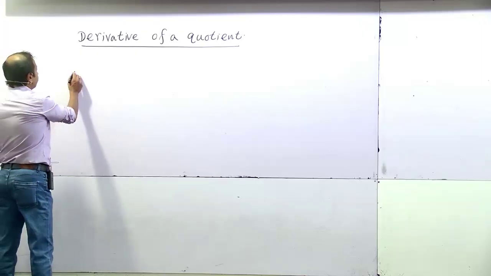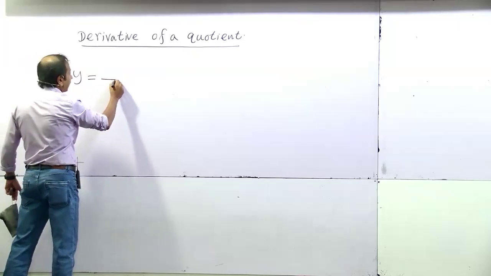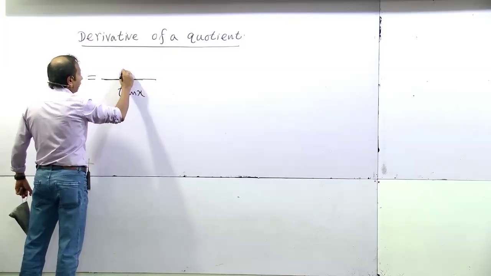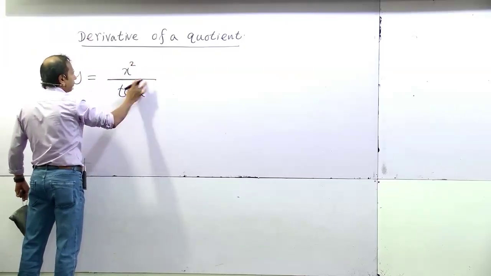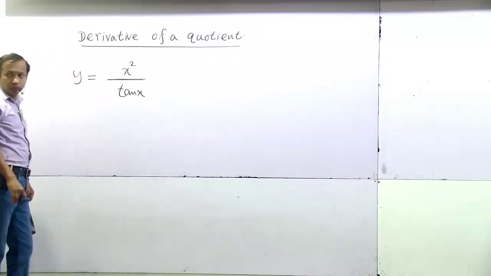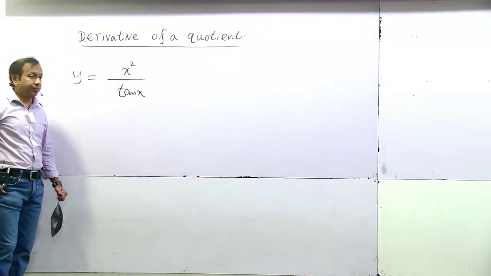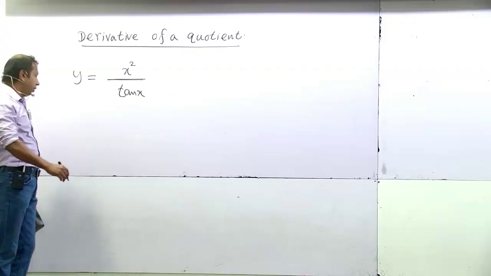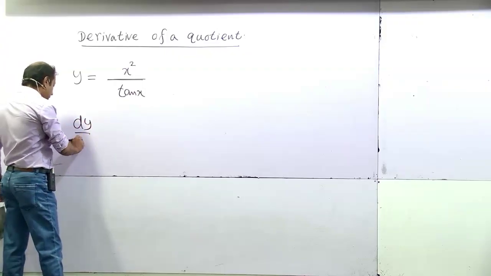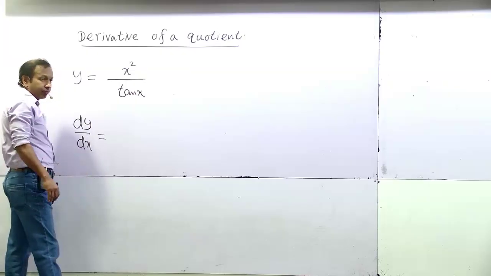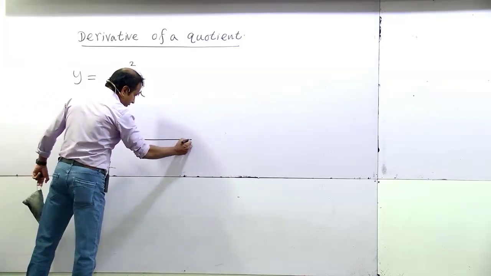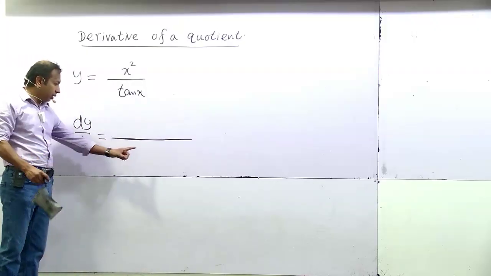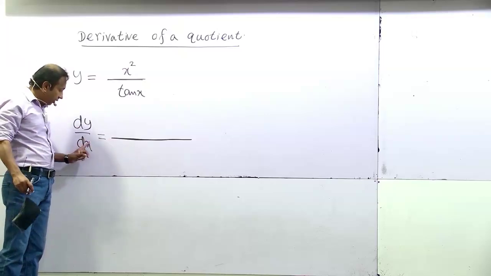Now, I take this as a fraction, with tan x in the denominator and x squared in the numerator. Let us see how to differentiate this fraction. Quotient means a fraction. This is how we take dy by dx. It has a fractional form, dy by dx. First I will explain how to take the denominator of this dy by dx.